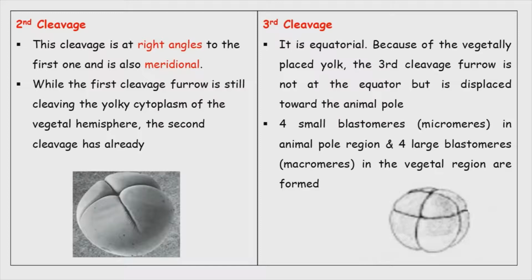the equatorial line. And due to this cleavage, 8 blastomeres are formed, out of which 4 blastomeres which are present at the animal pole side are small in size and called as the micromeres, and the blastomeres which are present on the vegetal region are large in size, and these blastomeres are called as the macromeres.